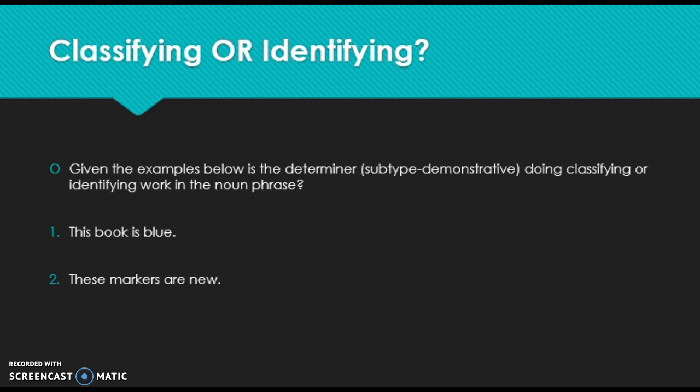Another strategy to try to figure out if it's classifying or identifying work is to consider whether it's more similar to the prototypical a or the prototypical the articles. So is this book is blue closer to a book is blue, or is it closer to the book is blue? I think, in my native speaker intuition, the demonstratives are closer to the identifying function. Does that make sense? Okay, let's move on because we have one more to go through.